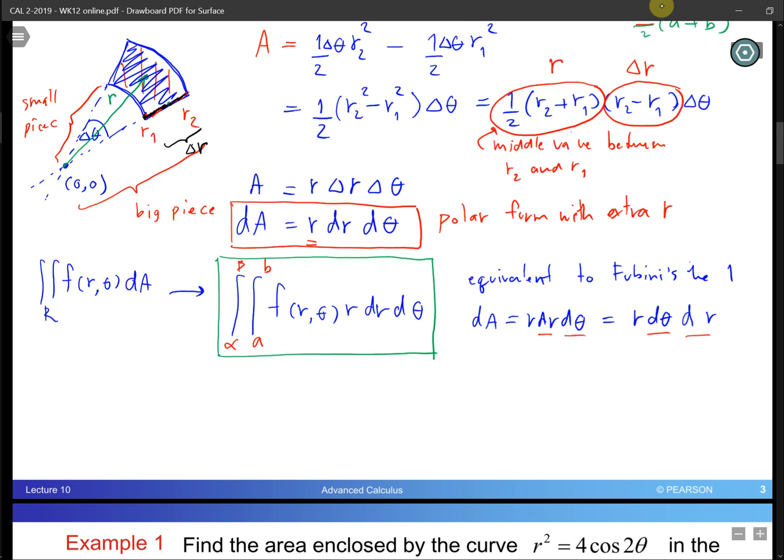So you can put a note here: order can be reversed. You can choose to integrate with respect to theta first, but usually when it comes to polar form, they stick with this order. You are going to see this much more often, r dr d theta, instead of d theta dr. More common.